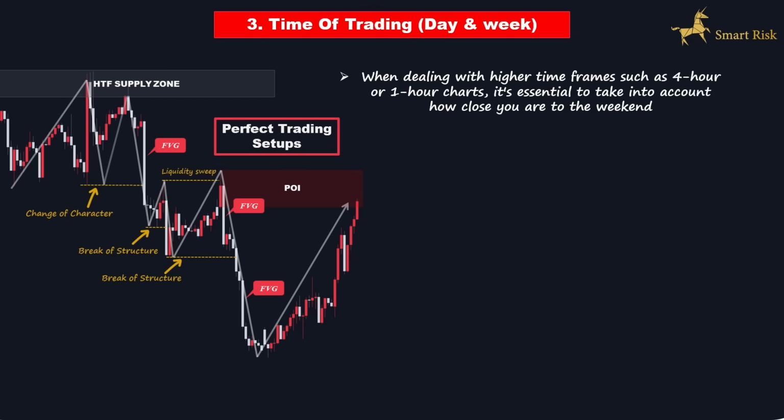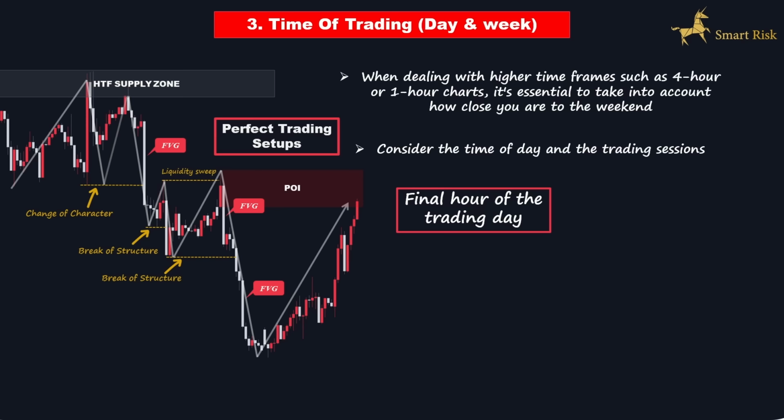When dealing with higher timeframes, such as 4-hour or 1-hour charts, it's essential to take into account how close you are to the weekend. Additionally, consider the time of day and the trading sessions. It's advisable to steer clear of trading during the final hour of the trading day, particularly on Fridays. During this time, liquidity tends to dry up and spreads can widen, introducing higher risks into your trades.